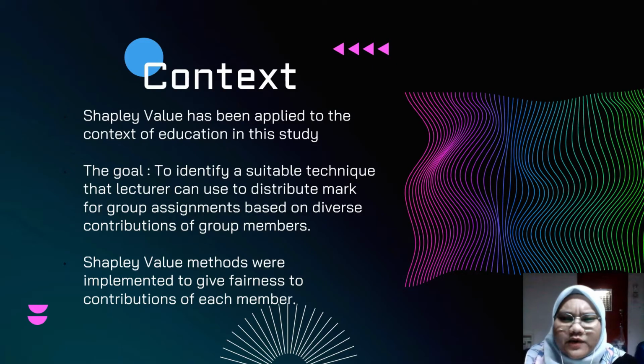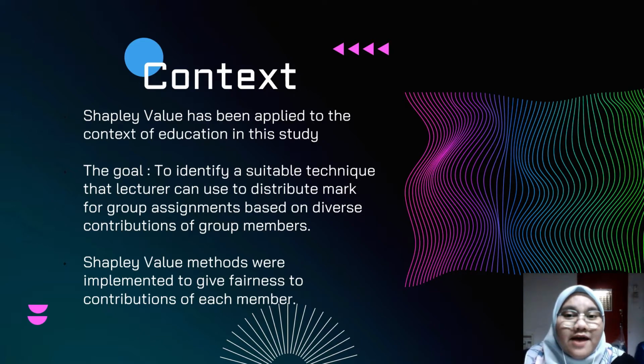The Shapley value has been applied to the context of education in this study. The goal of the study is to identify a suitable technique that teachers can use to distribute marks for group assignments based on the diverse contribution of group members. The group assessment was treated as a cooperative game because there needs to be a coalition of more than one person to form a group that has the same interests. Each member needs to contribute equally in the group task.